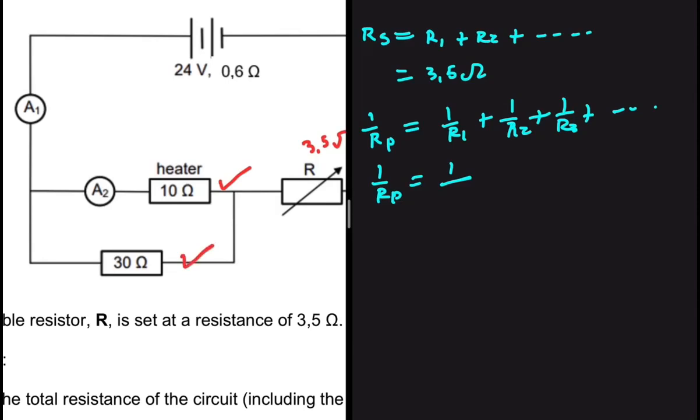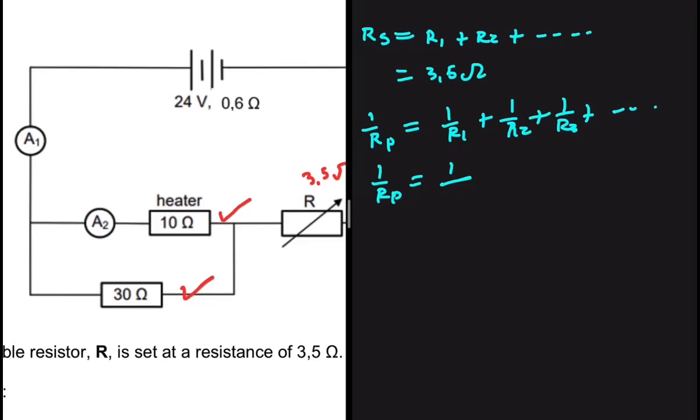Why am I saying so? I'm saying so because the current flows from the positive terminal to the negative terminal. So when the current is flowing at this point, it divides. A proportion of the current comes to this path and another proportion of the current comes to this path. So that is why we're saying that those two resistors are in parallel with each other.